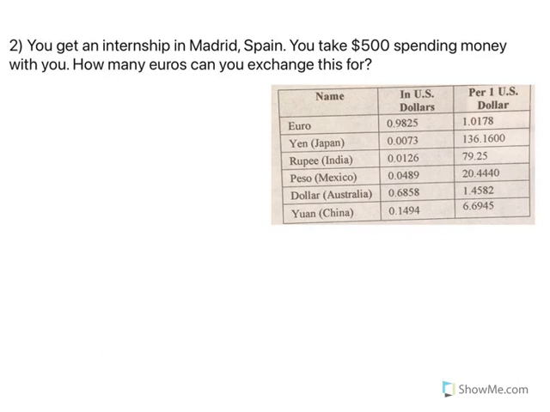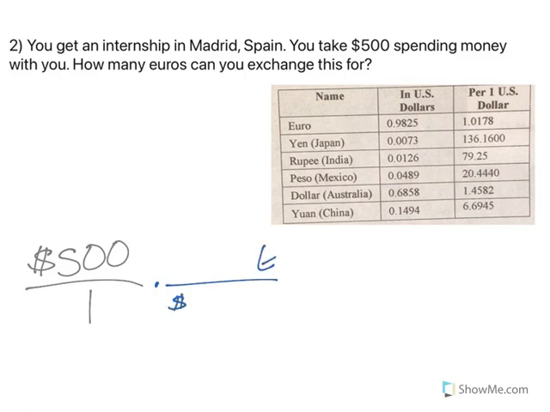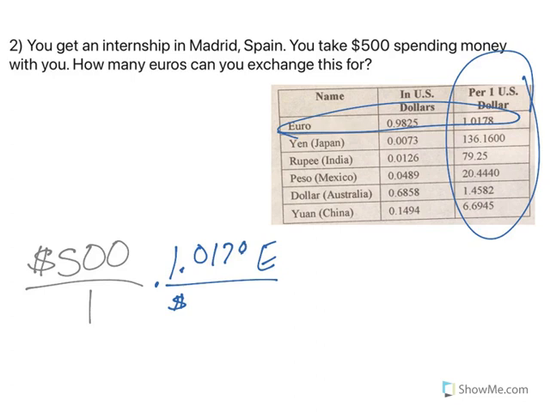You get an internship in Madrid, Spain. You take $500 spending money. How many euros can you exchange this for? So I have $500 US dollars. Now for my exchange, I want dollars on the bottom because we want those to cancel out. So we need per US dollar. So we're going to use the 1.0178 euros per $1. My dollar signs cancel out. I multiply across in the top, and I have 508.9 euros.